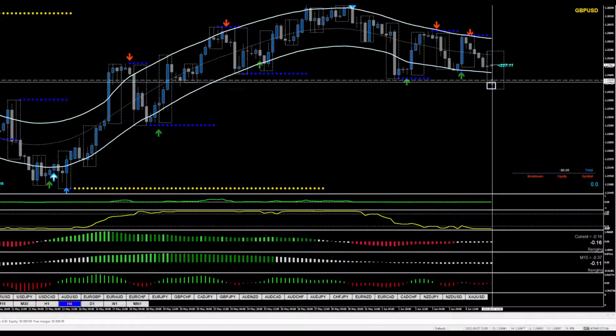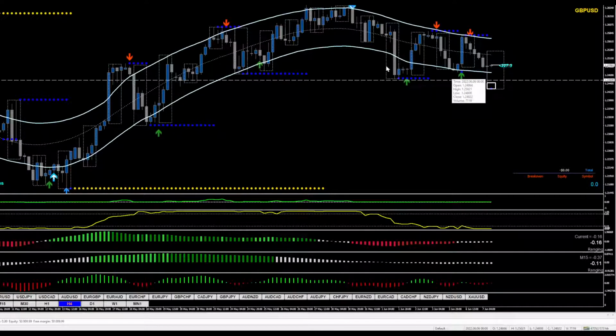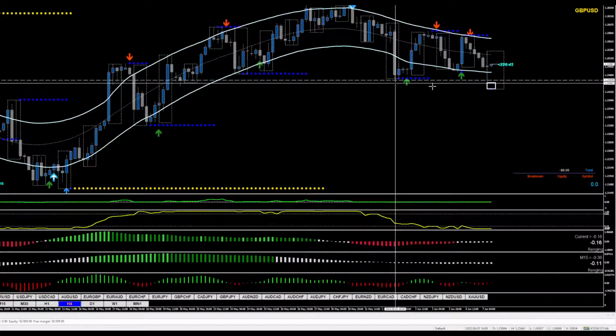So if you look at it that way, you have 20 to the downside and you have 122 to the upside. I'm not sure if that's gonna come back. It definitely swept the liquidity down here. But then again, we are still on a downtrend, so strange.